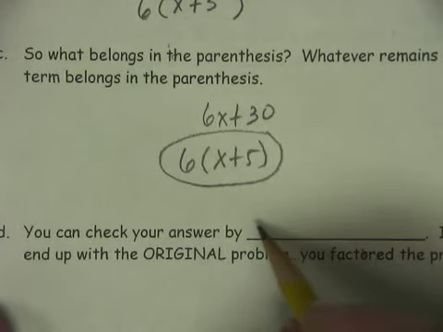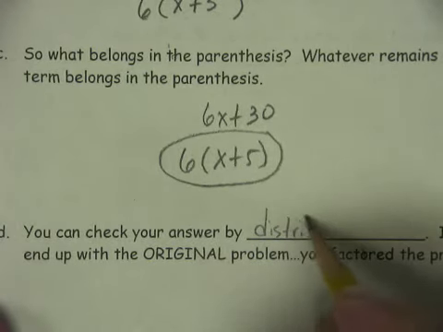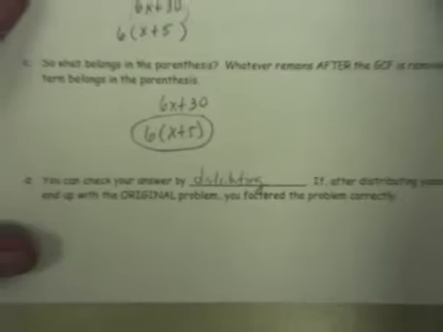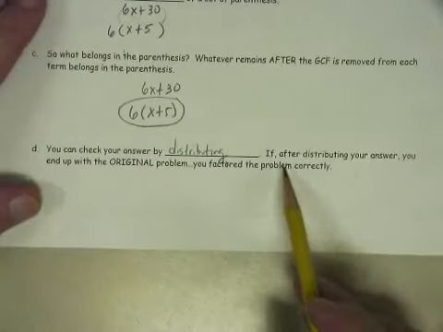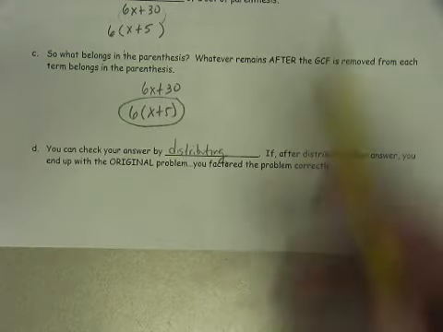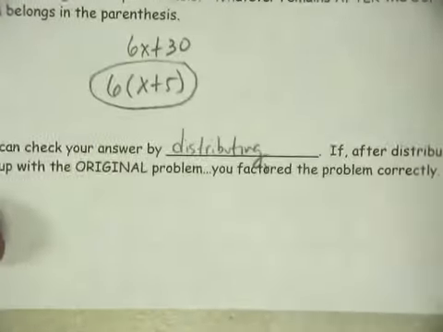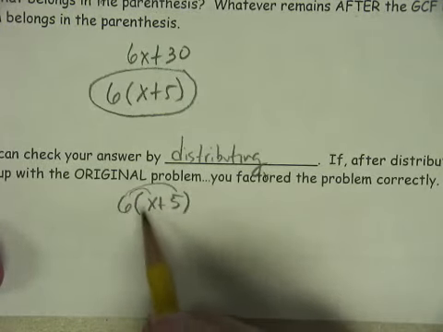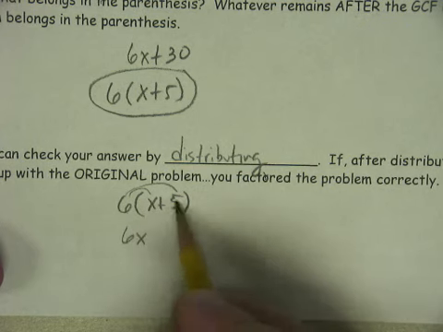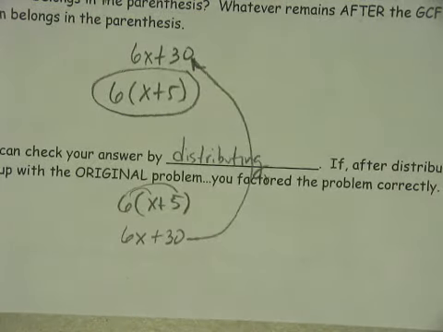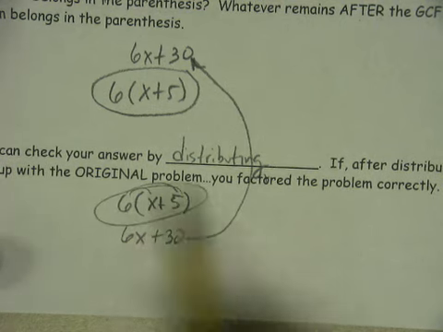Now the next part is kind of interesting. It says you can check your answer by distributing. If after distributing your answer, you end up with the original problem, then you factored the problem correctly. So let's go ahead and take our answer and distribute. So 6 times x is 6x. 6 times 5 is 30. And notice, this and this are the same thing. If I finish after I distribute with my original, then I was correct, and there's my answer.